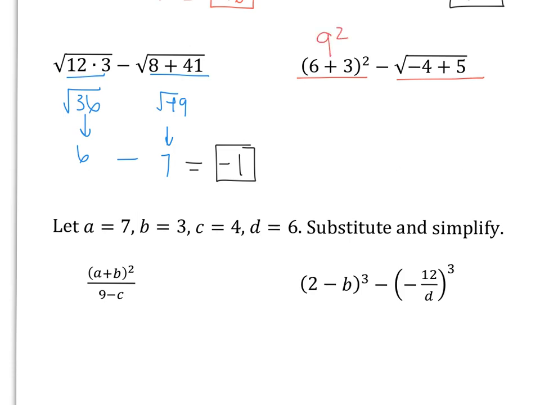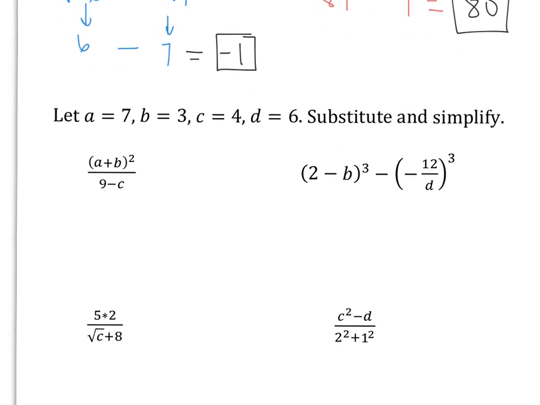9 squared is 81. And then negative 4 plus 5 is 1. And the square root of 1 is 1. So this is 81 minus 1, and so my answer here is 80.